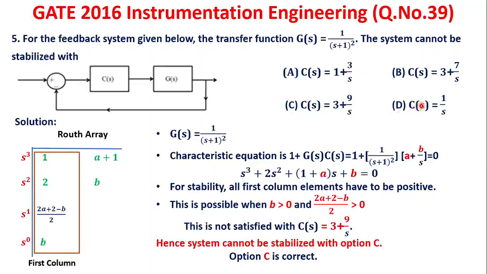Anyway, we'll check option D also. In option D, a is 0 because the constant term is not there. So 0 plus 2, b is 1. So (2 minus 1) by 2 is half, greater than 0. So only option C makes this less than 0. Therefore, that will be negative, and the system will be unstable. Therefore, the system cannot be stabilized with option C. So option C is correct.